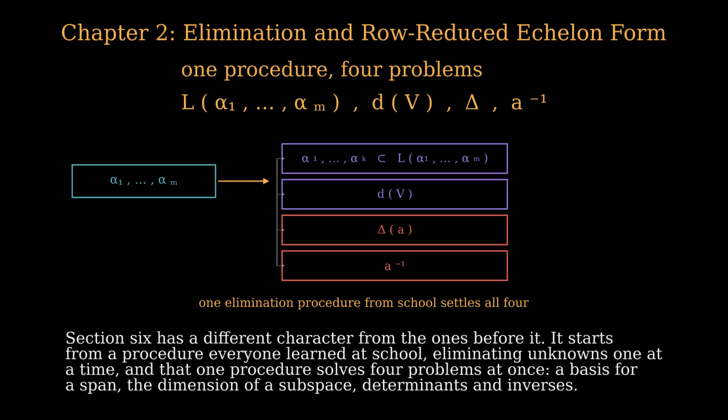Section 6 has a different character from the ones before it. It starts from a procedure everyone learned at school, eliminating unknowns one at a time, and that one procedure solves 4 problems at once: a basis for a span, the dimension of a subspace, determinants, and inverses.